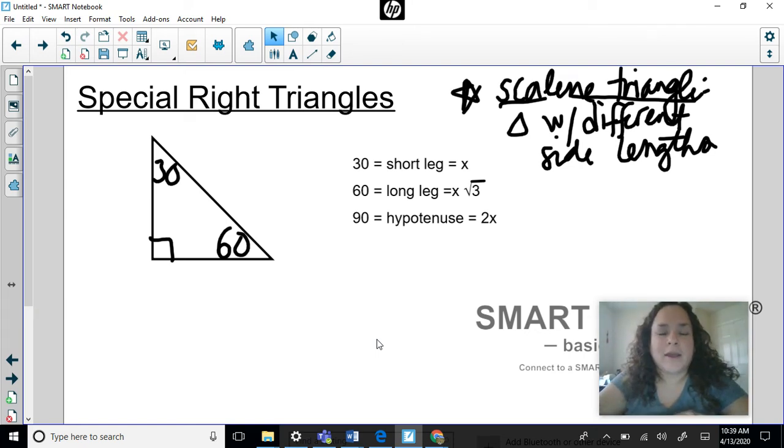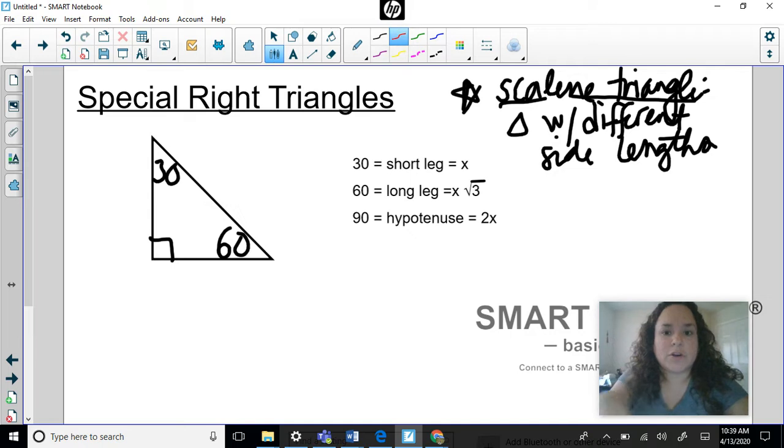This video is on special right triangles, specific case 30, 60, 90 triangle. And the ratios that we're going to be using for this specific triangle are these. Our 30 is going to represent the short leg, the 60 will represent the long leg, and then across from the 90 will represent the hypotenuse.